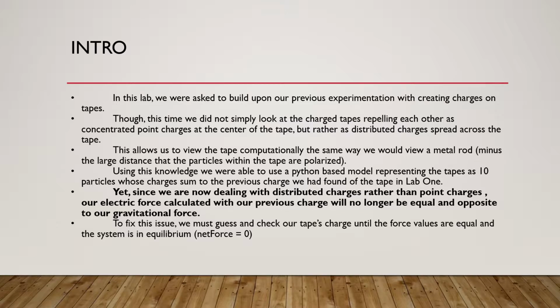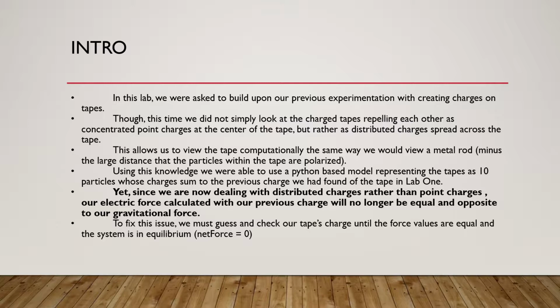In this lab, we basically followed the same procedure as in Lab 1, but instead of looking at the charges as a point charge at the center of the tape, we looked at it as distributed charges along the tape. This impacted the way we can look at our overall electrical charge for the tape, as the charge would have to be greater to compensate for the electrical field overall decreasing. This is to make sure that our calculated electric force remains equal to our previously calculated gravitational force.